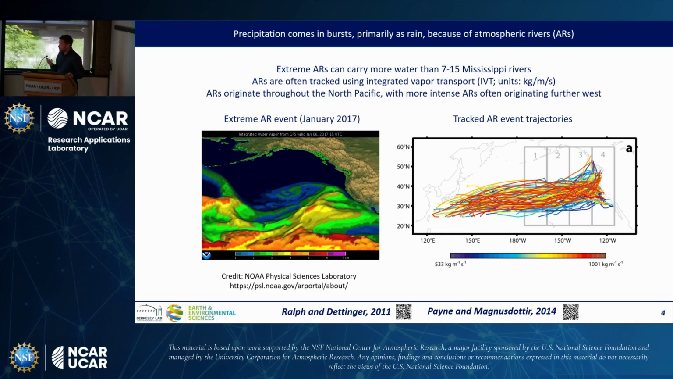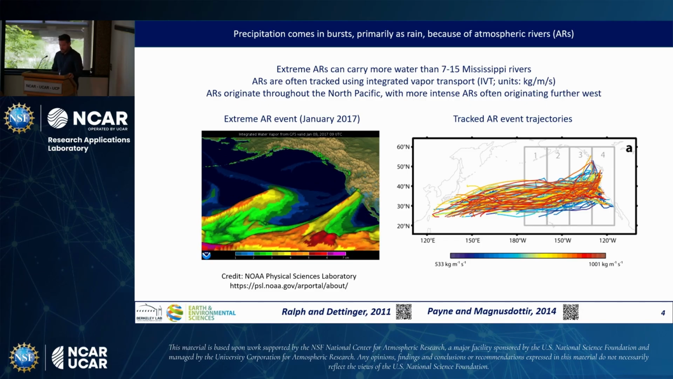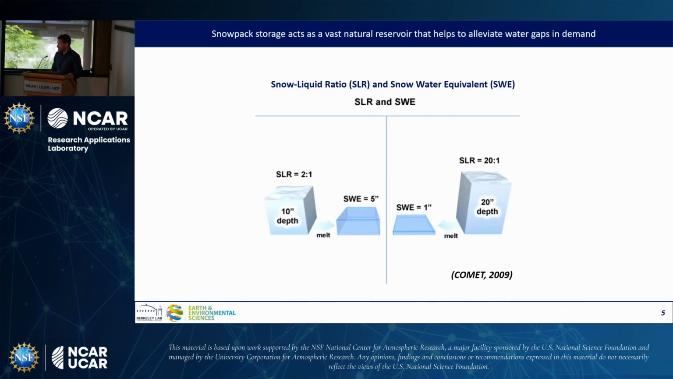And so in a warming world, more of that precipitation might come as rain rather than snow, and that creates a dilemma that I'll get into in just a second.